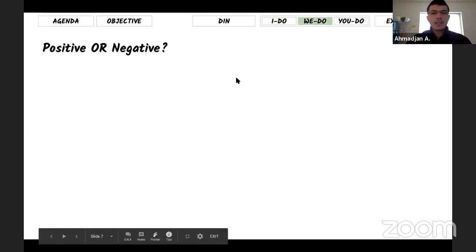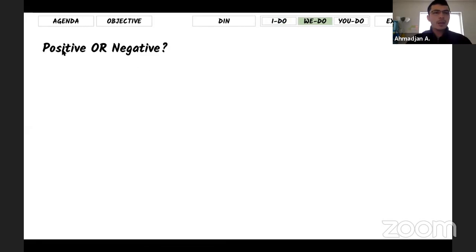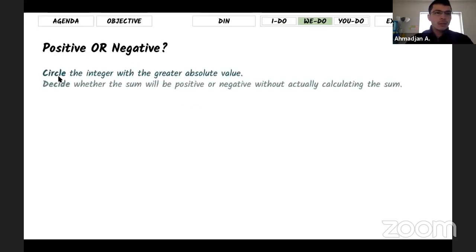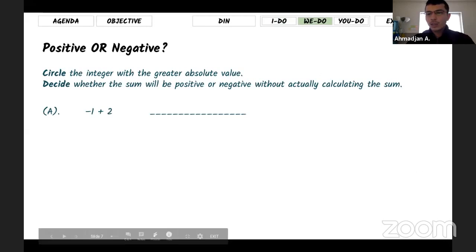So in this practice, we're going to find out whether the result is positive or negative without doing the calculation, okay? First we need to circle it, and we need to decide whether it's positive or negative without calculating the sum. So for the first example, this is a we-do part, by the way. In the chat box, could you tell me whether the result is positive or negative for this example?